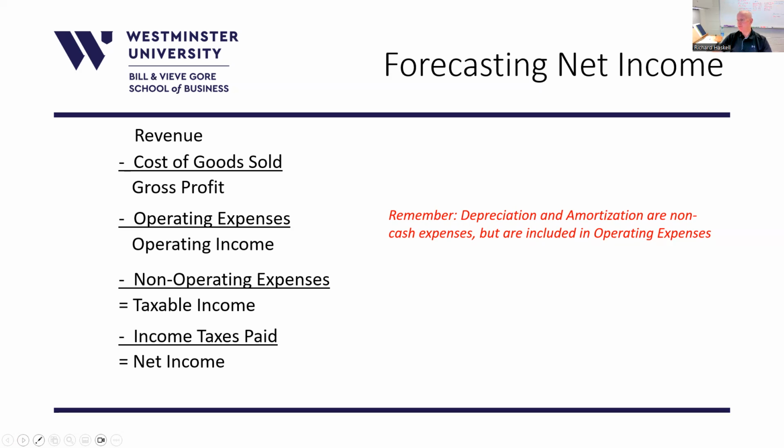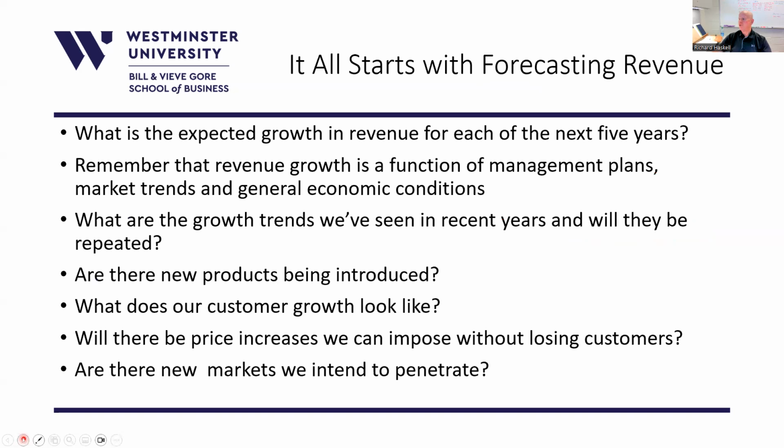But in this case, let's just think through the rest of the stack. So from operating income, which I said is also called EBIT, we will subtract out any non-operating expenses. That takes us to taxable income. Subtracting out income taxes paid takes us to net income. So let's think about how we forecast revenue.